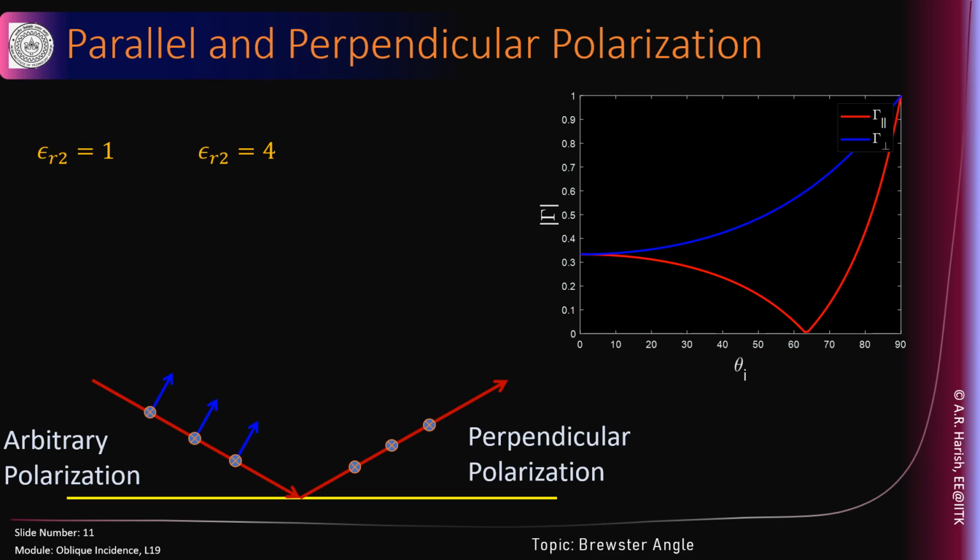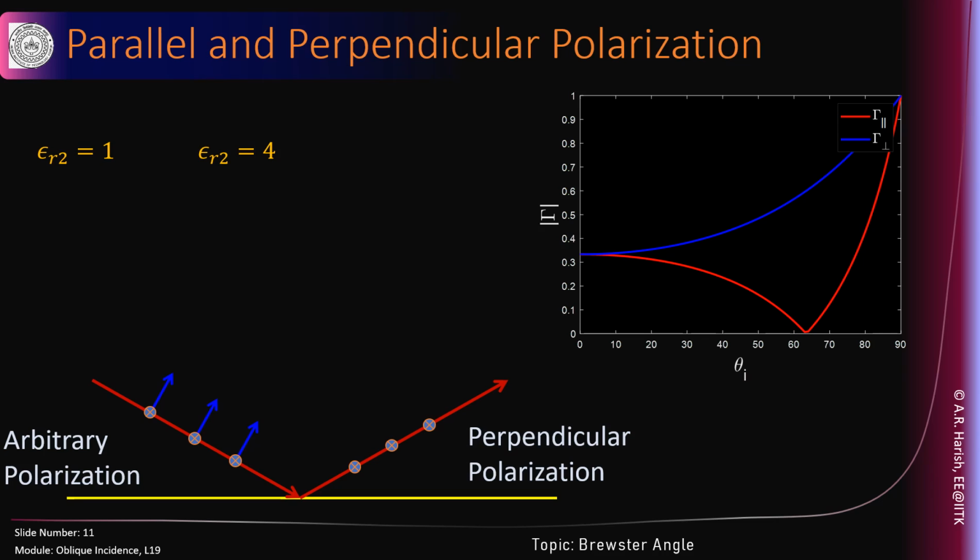So what does it mean physically? Look at the bottom picture here. We have a surface marked by a yellow line, and that's an interface between two regions, and there is a plane wave incident from the left side and it hits the surface, and this plane wave has the electric field which is arbitrarily polarized, which can be decomposed into a parallel component and a perpendicular component. The parallel components are indicated by blue arrows. The perpendicular component is indicated by crosses, indicating that the electric field is going into the plane of this paper, plane of this sheet or plane of the screen.